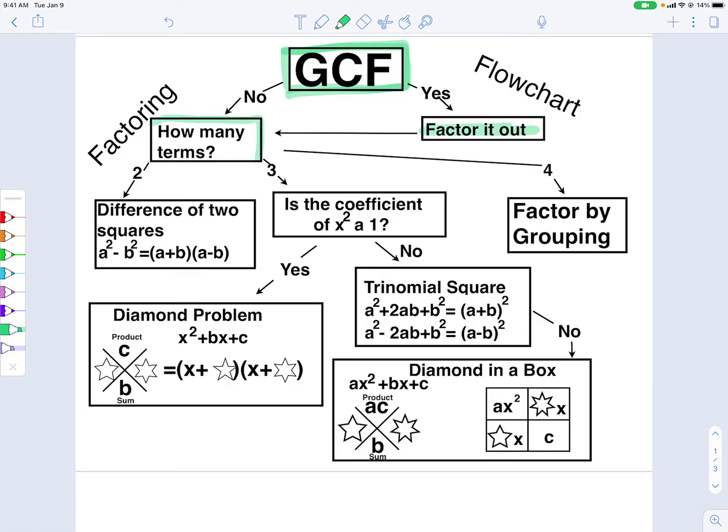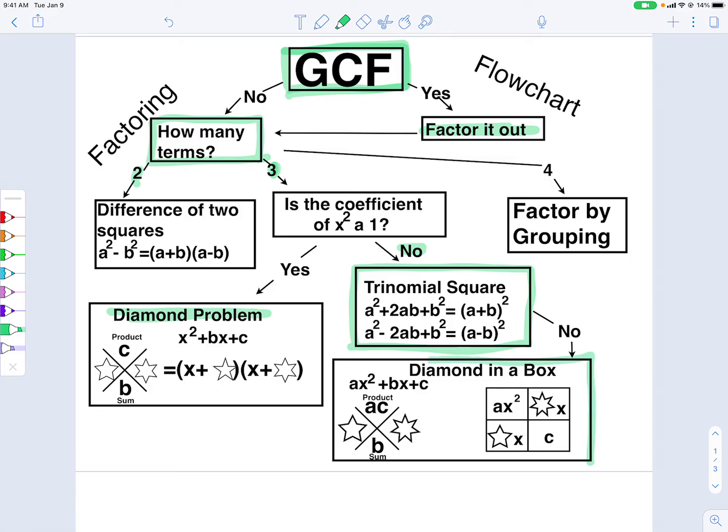Then you ask yourself the next question of how many terms. We've done 2 terms, which are difference of 2 squares. And we ask ourselves next, is the coefficient of x squared a 1? We've done where the coefficient of x squared is a 1, and that's a diamond problem. But we've also done it where the coefficient of x squared isn't a 1, but it's a trinomial square. This is a useful one to check to begin with, just to see if it's a trinomial square. But for today's purposes, they are not going to be trinomial squares.